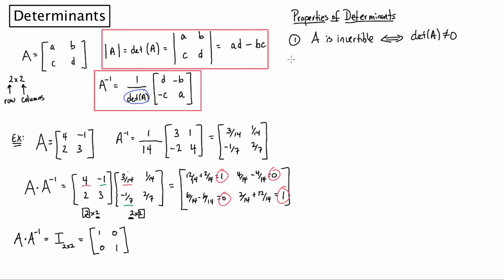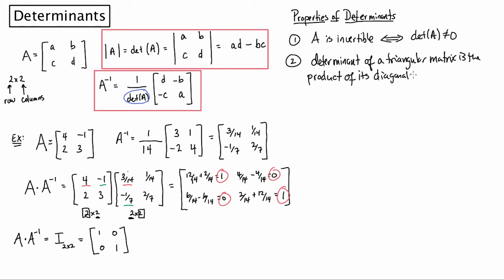All right, second property of determinants I want to talk about is that the determinant of a triangular matrix is the product of the diagonal. So it's the product of its diagonal elements. So what do I mean by a triangular matrix? Well, here's an example. So if this is the matrix A given by, we'll do a 3 by 3 matrix here, which are usually more difficult to calculate determinants for.